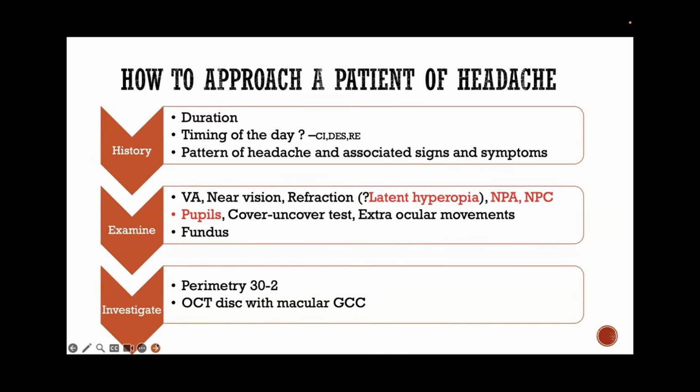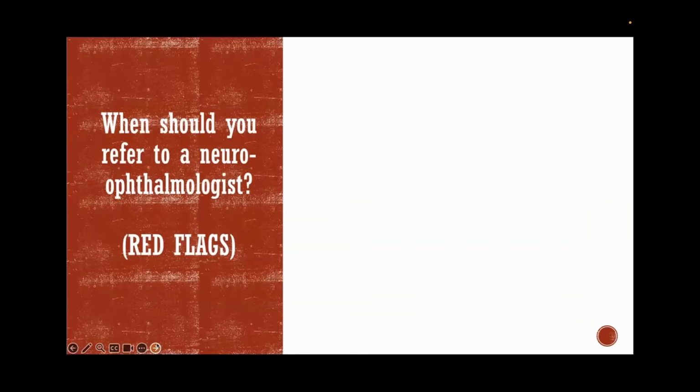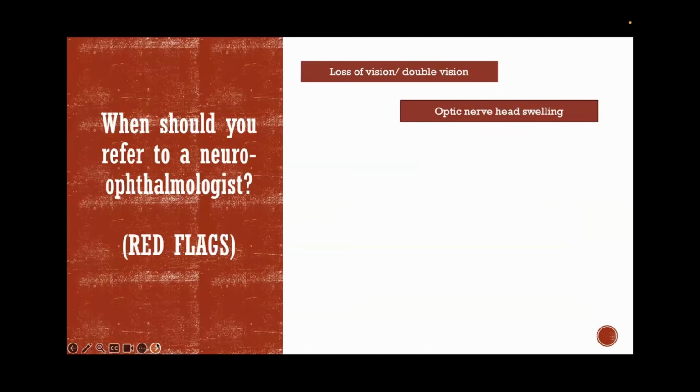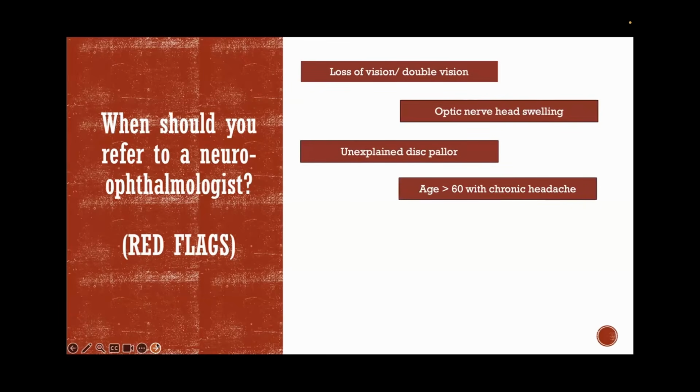So now we'll go through some cases where these small points have helped me pick up the diagnosis in the patients. But before that, I just wanted to say which are the red flags where you think that now definitely I need to refer to a neuro-ophthalmologist. If along with the headache, the patient has some loss of vision, some double vision, definitely you need to refer. If there is some optic nerve head swelling or there is an unexplained disc pallor, definitely you need to refer.